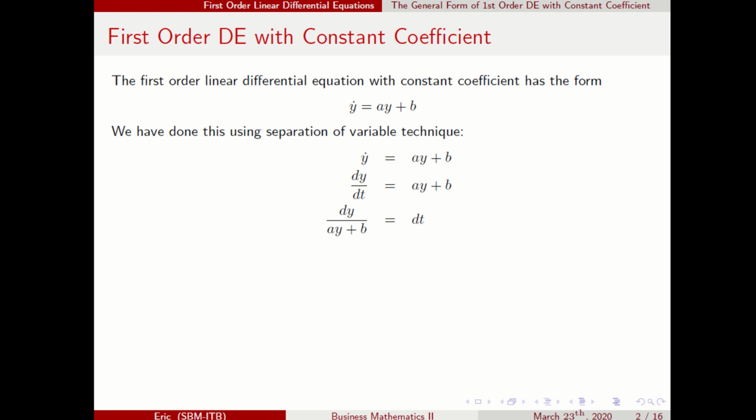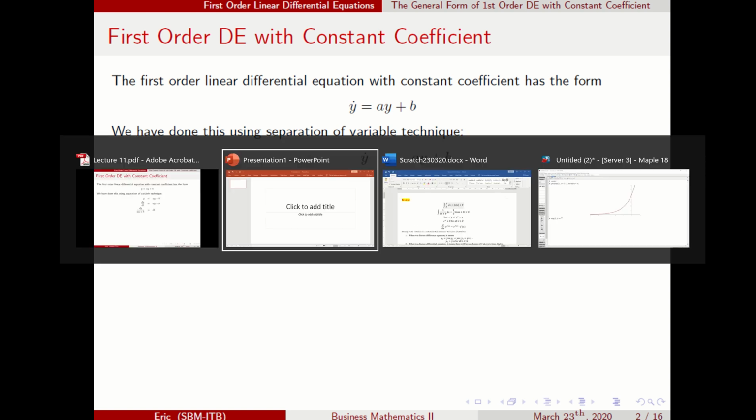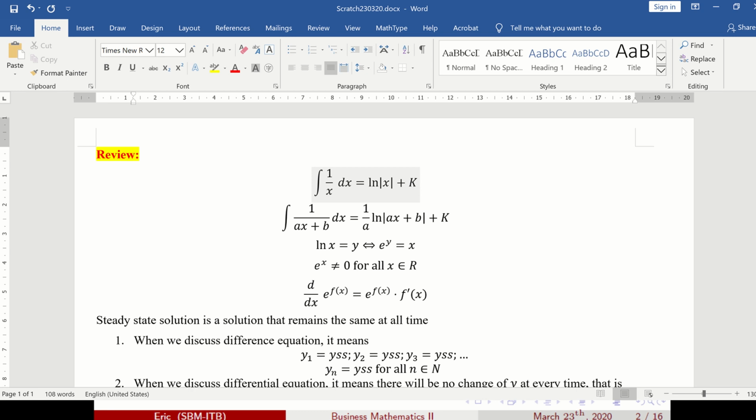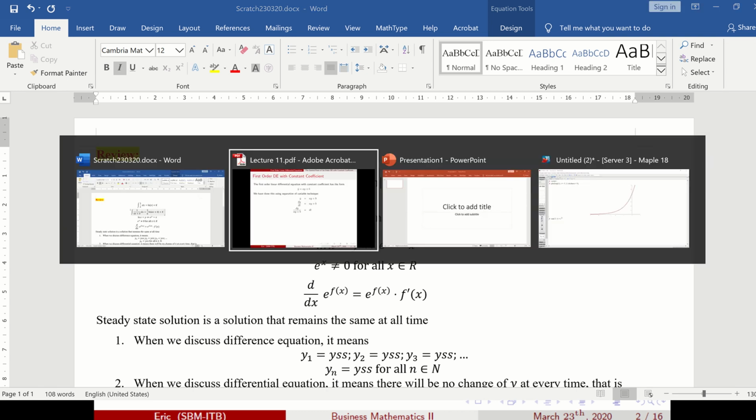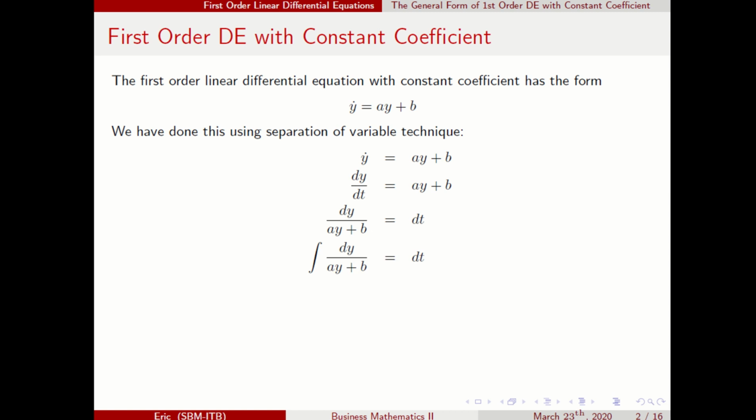So if you remember, in the first semester we have talked about what is the integral of 1 over x. This is the natural logarithm of the absolute value of x plus k. But what is the integral of 1 over ax plus b dx? We can just use the table of integral, and the answer is 1 over a natural logarithm of the absolute value of ax plus b, plus a constant. So I have this one is this, and what is the integral of dt?